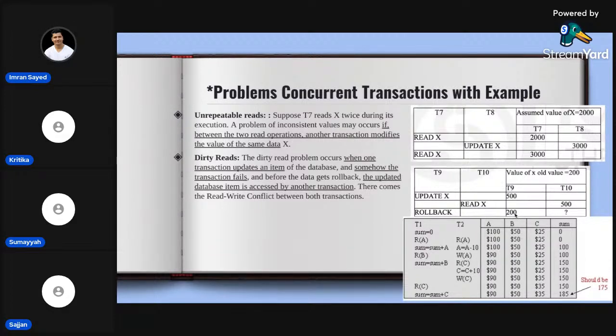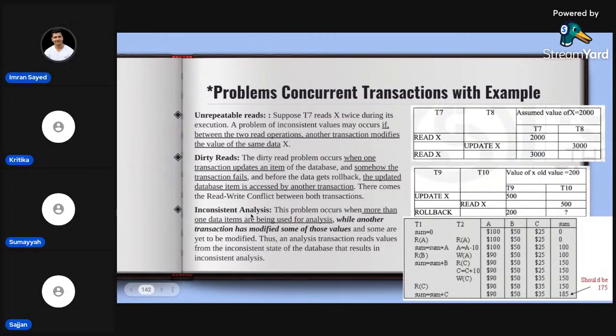So it rolled back to 200. But there was a read done by another transaction at that point, and it got 500, and now imagine it is performing operations on that. So it's actually got an incorrect value, because this never got updated; there was an error and it got rolled back. This is not the correct value because it never went into the system as saved. So this is dirty reads, reading incorrectly. When one transaction updates an item and somehow fails, and the updated database item is accessed by another transaction at the same time, there's a conflict. That's dirty read.